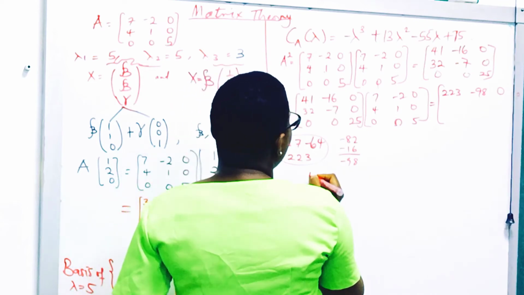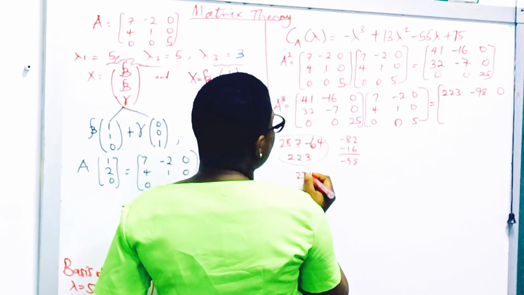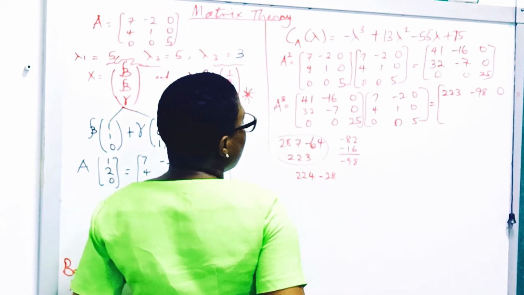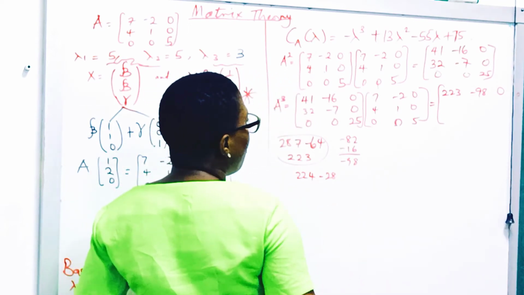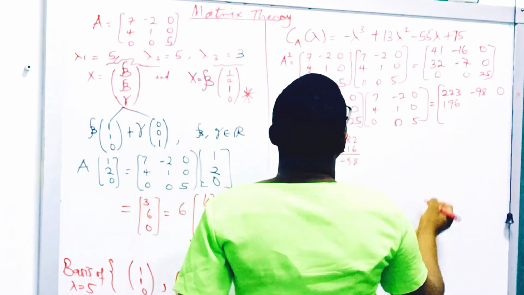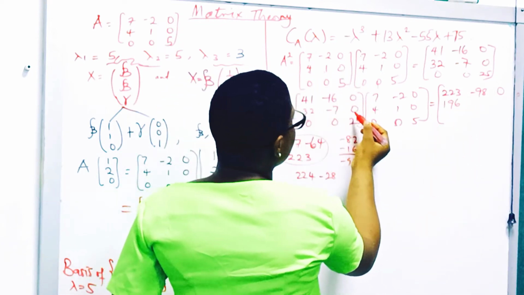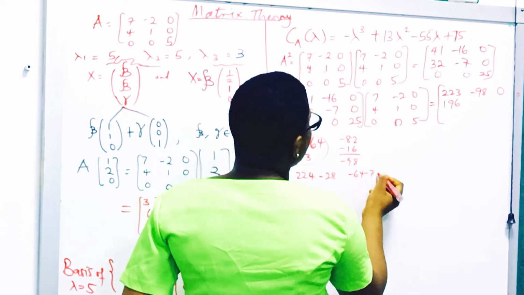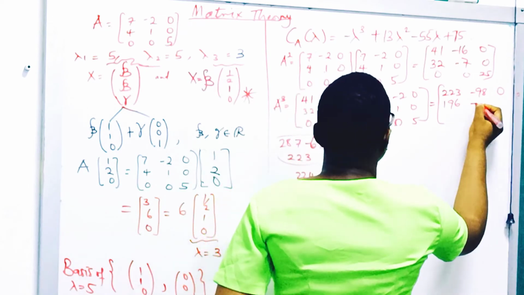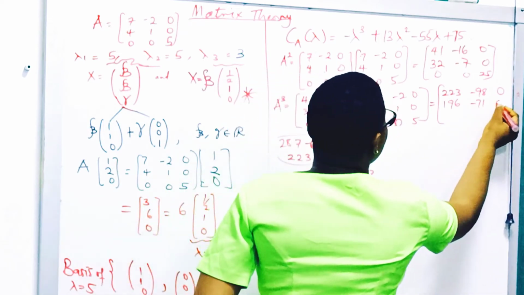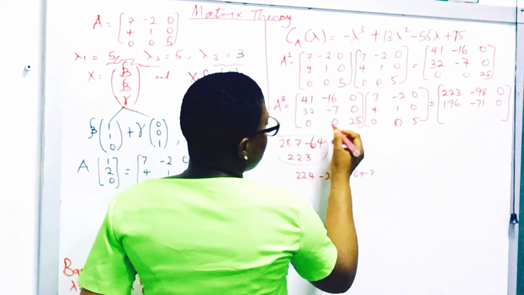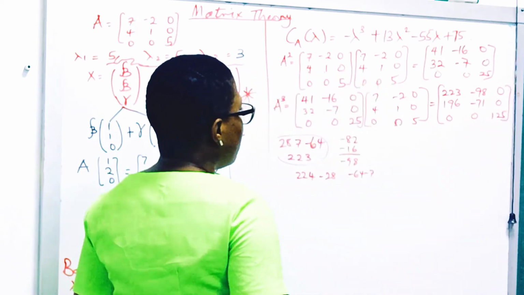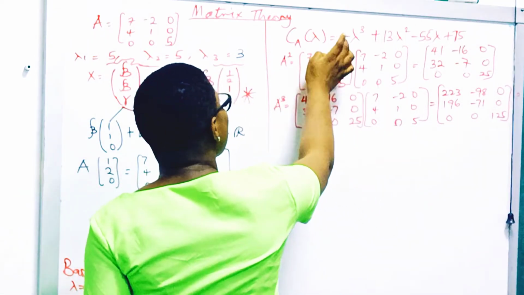32 times 7. 4 carry 1. 21, 22. 2 to 4. Minus 28. 200 minus 4, 196. Okay, then we have this times this. We have minus 64 minus 7, right? Minus 71. 0. 0. Then 1 to 5. 0. 0. 1 to 5. If we make any mistake, it's going to affect.